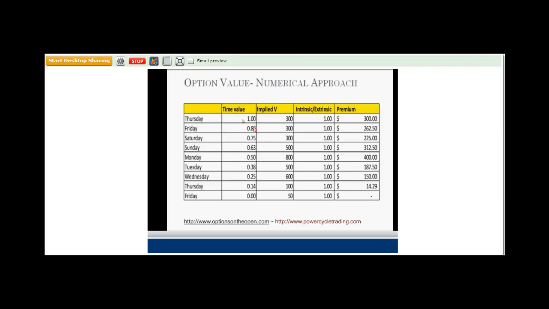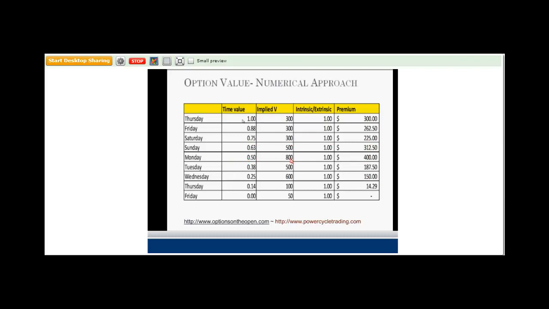It decreases the next day, goes down by an eighth. It's about 12, 13%. If you take the exact same constants in here, you can see that the premium goes down to 262. On Saturday, it decreased by another eighth, so it goes down to 0.75. You can see how it trails down.